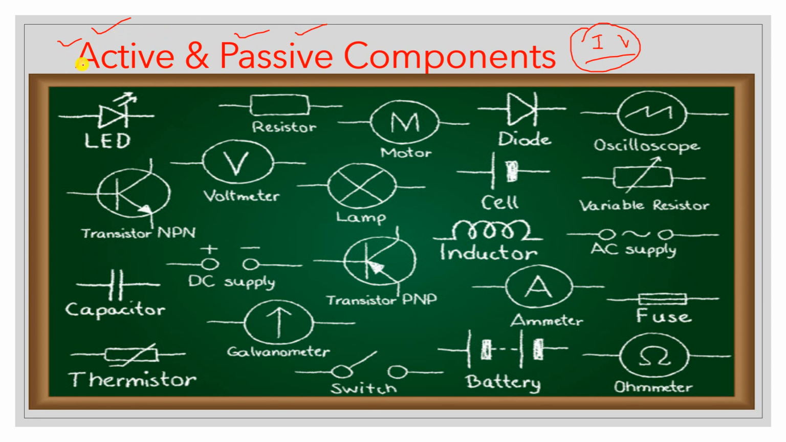So what are examples of active components? All semiconductor components belong to the active components. For example, the diode, LED, which stands for light emitting diode, then the transistor and MOSFET. These are all active components. What about passive components? Components that do not enhance electrical parameters like current and voltage, for example the resistor, capacitor, inductor, fuse, battery, and switches. These all belong to the passive components.